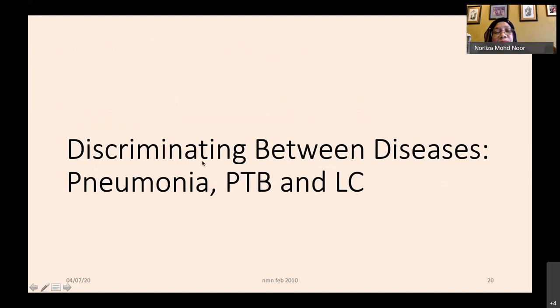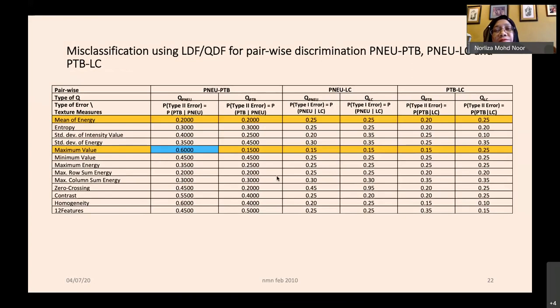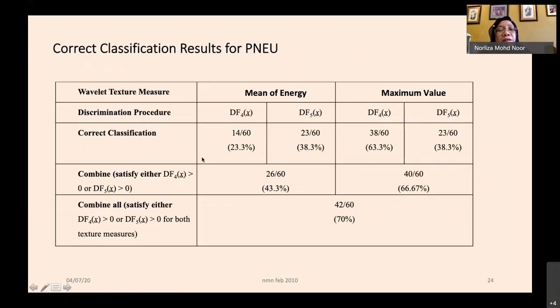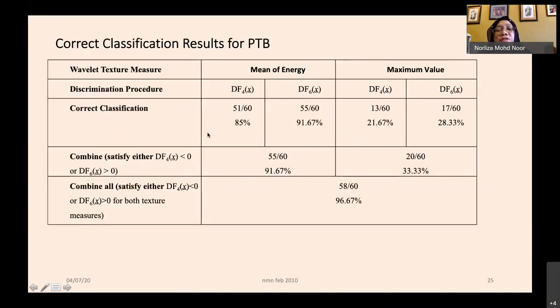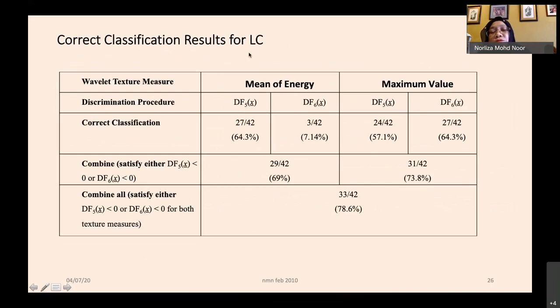All right, next is discrimination between the three diseases. Just now was against normal. Now the next discrimination is between pneumonia, TB, and LC. We use the same LDF, QDF with the modified principal component. So hence, we got quite good results. These are the classification results. For TB, we can get about 96.67% in total. For pneumonia, it's quite low, 70%. And LC is also low, 70.6%. But we can detect the TB.